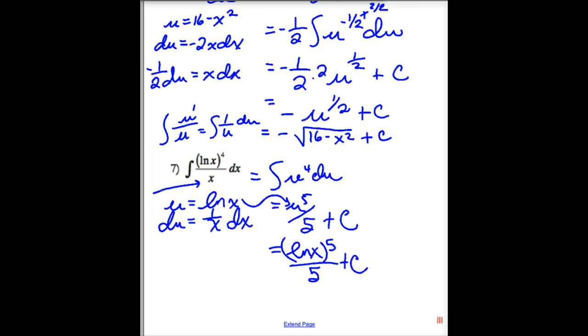Now again, see the power of checking this. If I were to take the derivative of this, I'd bring the 5 out front, it'd cancel with the 5 on the bottom, knock it down to a 4, and then when I multiply by the derivative of the guts, I'd get ln x to the 4th times 1 over x, or equivalently, ln x to the 4th over x. So the checking holds on that one.